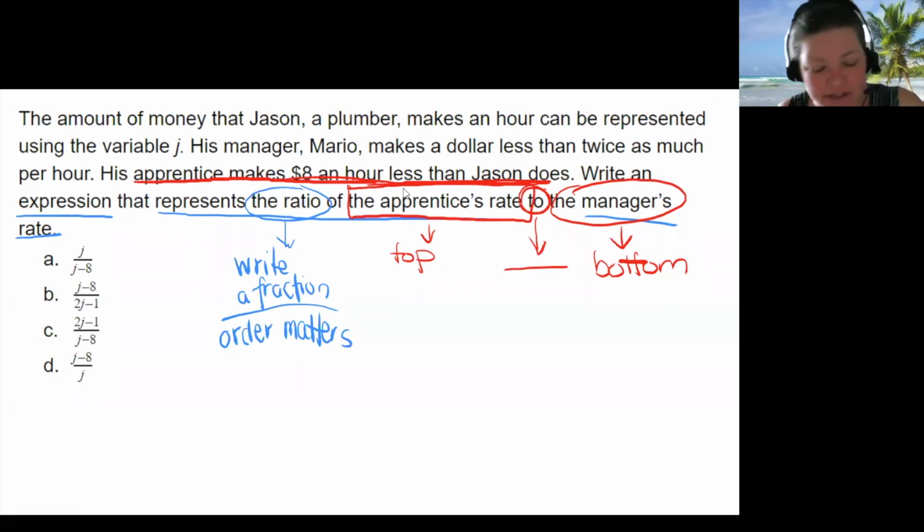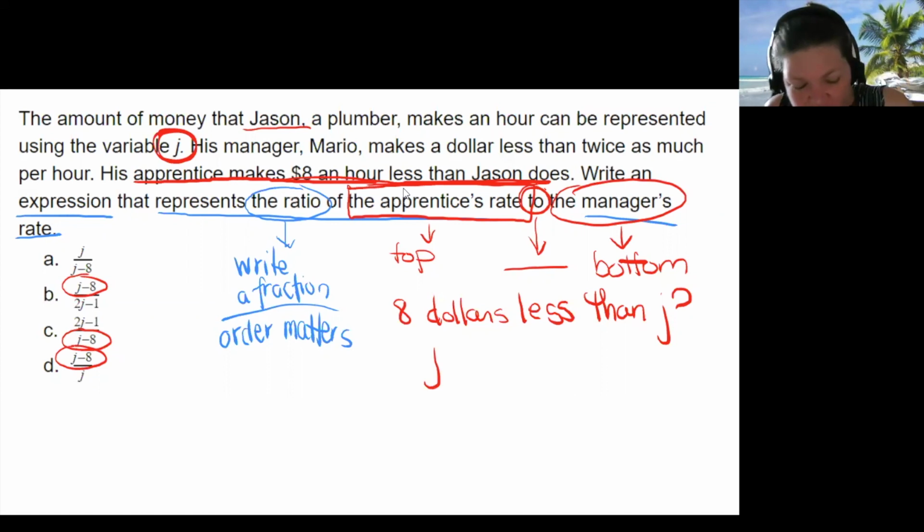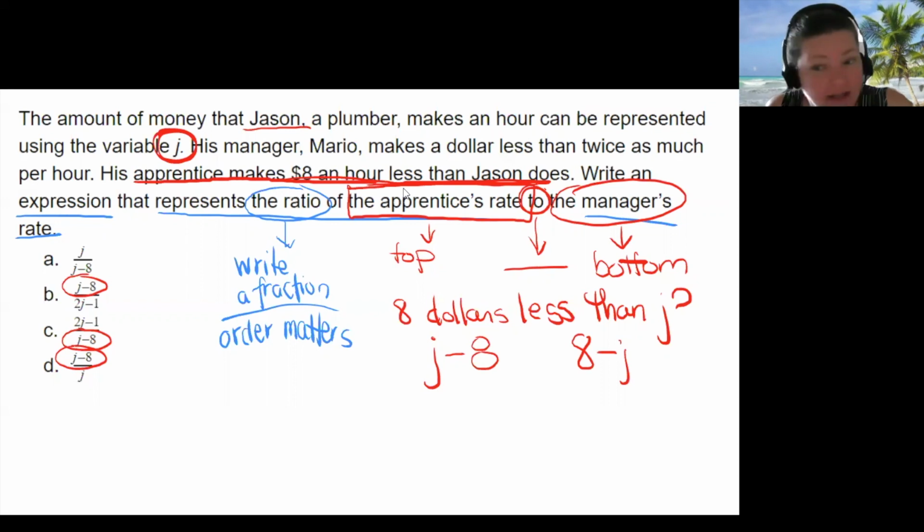Look what it says about Jason. It says that Jason has this unknown variable J that he makes an hour. Dang it. So how can we say $8 less than Jason if Jason is J? If Jason is J and I want $8 less than that, well, I need to take $8 away from Jason's rate. Do recognize that it's not $8 minus Jason's rate. That's not $8 less than Jason. That's Jason less than $8.